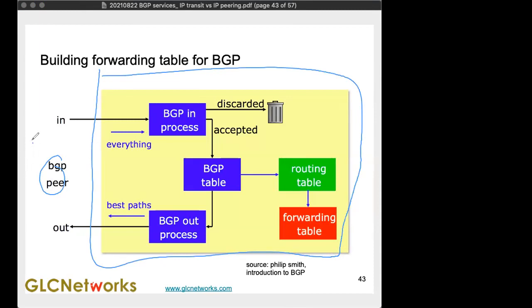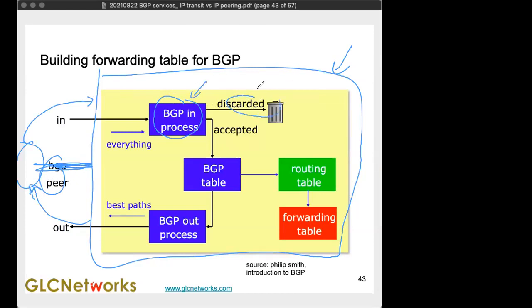So this is another router, and this is your router over here, and then you do BGP peering. They will send you a prefix, and you will give them your own prefix. So this is the process. Here's BGP in, which depends on the filter that you put on BGP in.